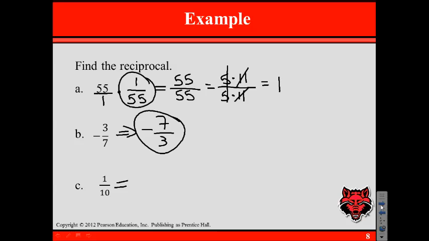And for part C, the reciprocal of 1 over 10 would be 10 over 1, or simply 10. Remember, when we divide by 1, it does not change the numerator whatsoever. So 10 over 1 is the same thing as 10.